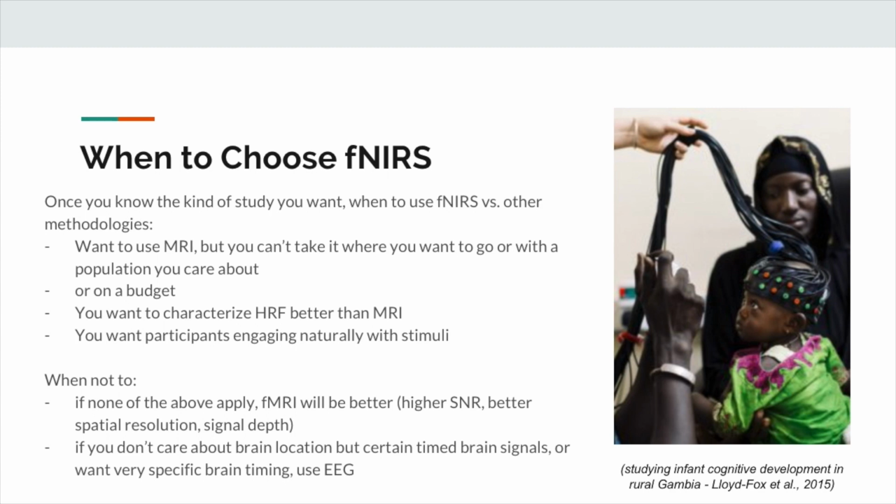The picture on the right is, for instance, using near-infrared spectroscopy to measure infant cognitive development in rural Gambia. So that has both that population and location thing going on. There's no MRI machine anywhere close to these people. It'd be really difficult, even if there was, to get infants to be brought to the scanner. Anyone who does infant neuroscience here can tell you, recruitment is a pain.